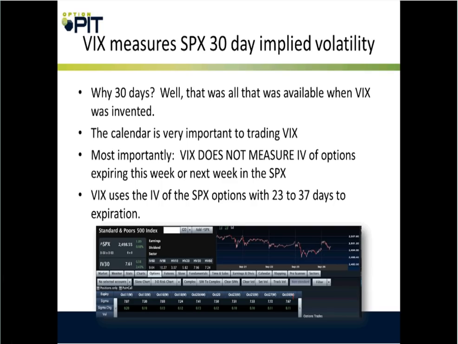So that's really important. If you're looking at VIX right now, where are the options pricing around Christmas? Where are the options actually pricing? The index takes its value from options that are going to expire in early January, somewhere between 23 and 37 days to go before expiration.